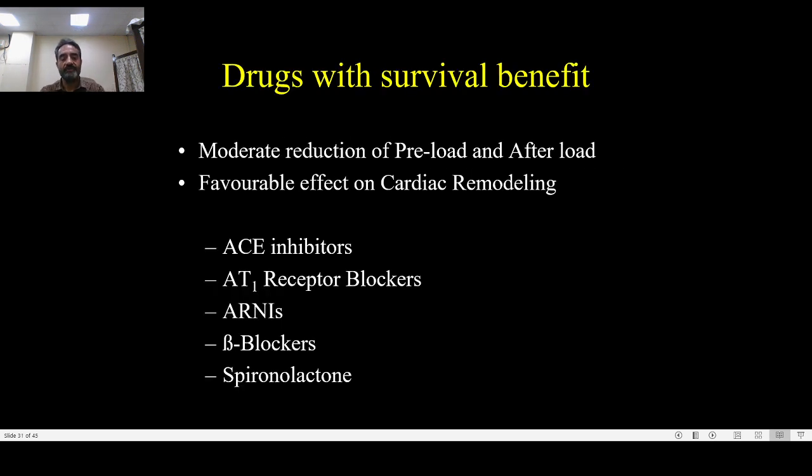Then drugs with survival benefit, which have a favorable effect on cardiac remodeling, are ACE inhibitors, ARBs, then ARNIs. These are a specific kind of drugs which are used in heart failure. Then beta blockers and spironolactone. All these drugs have a survival benefit, a proven benefit in studies.